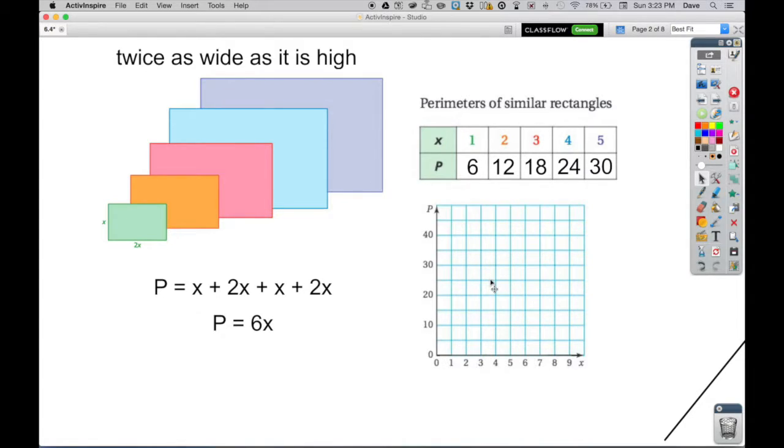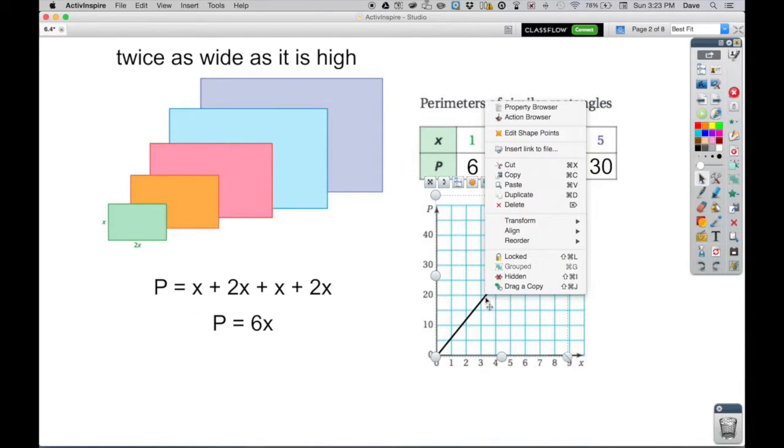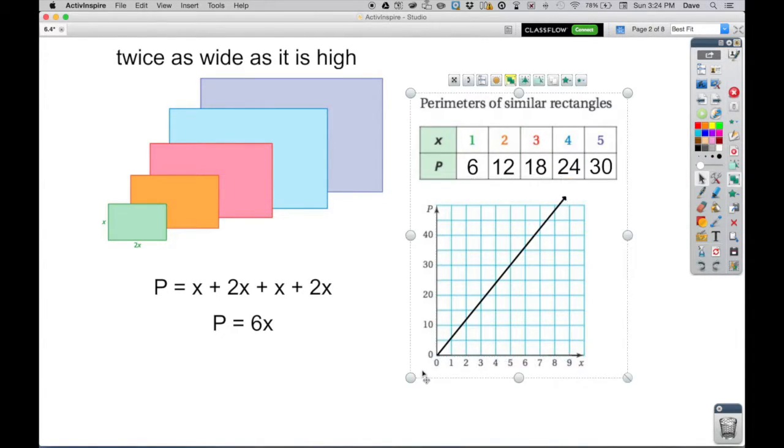And so what we get would be a graph that would look like this. So starting at 0, 0, because if we're starting with, even before this one, a size 0, x is 0, well then the perimeter is going to be 0. But when x is 1, perimeter is 6, x is 2, perimeter is 12, 3, it's 18, so on and so forth, and we get this graph.